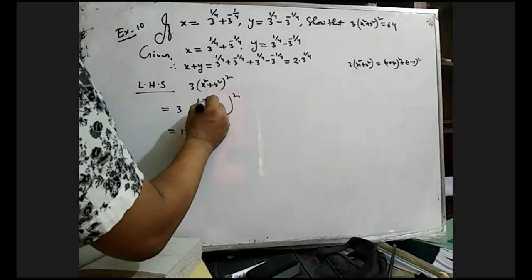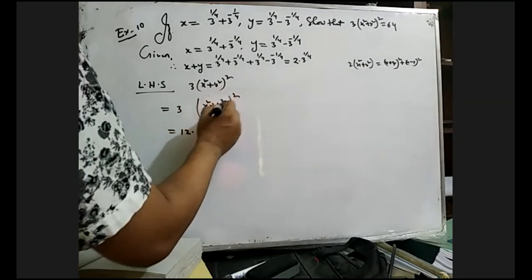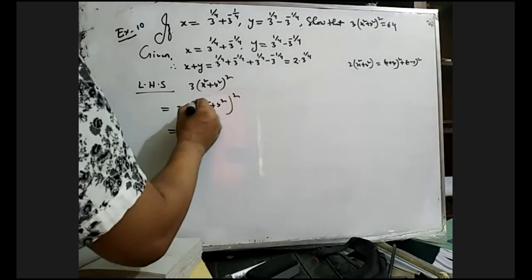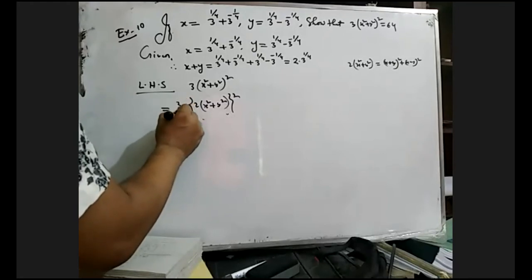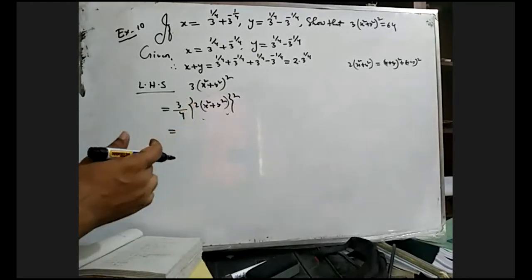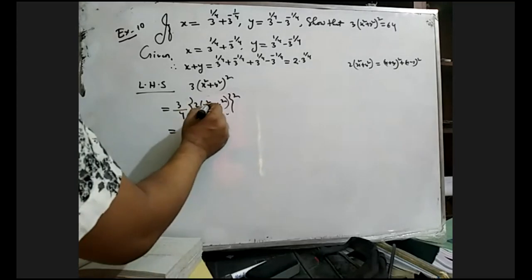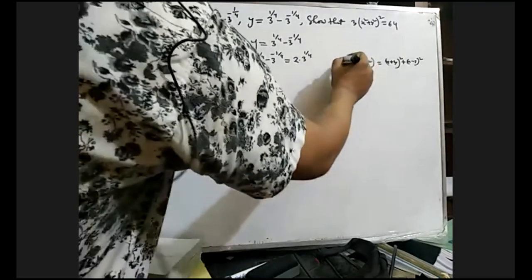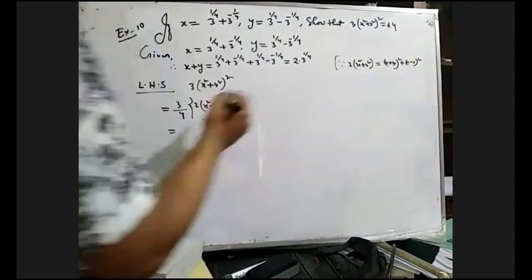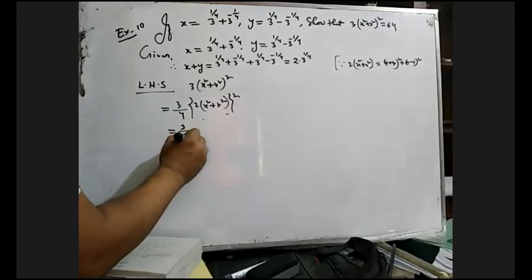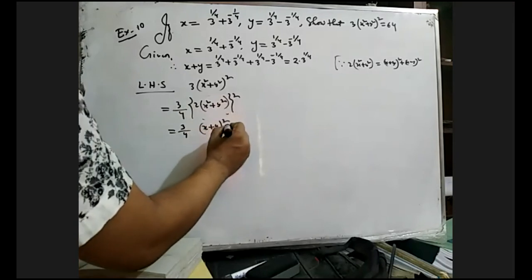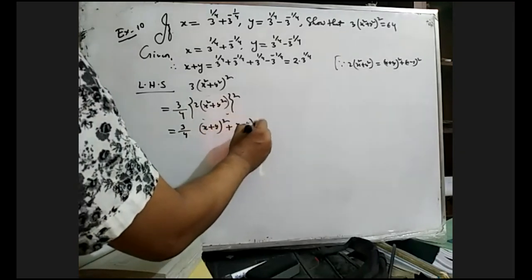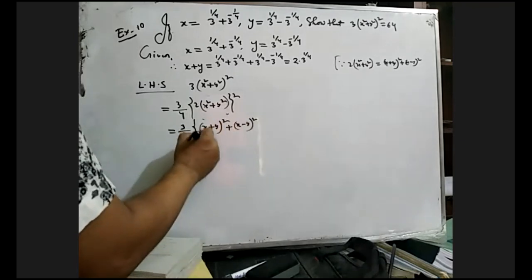x square plus y square. 2 into x square plus y square. Understand everybody? We can write 2 into x square plus y square, formula what? This one. Okay. So 3 to the power 1 by 4, this can be written as (x plus y) whole square plus (x minus y) whole square.